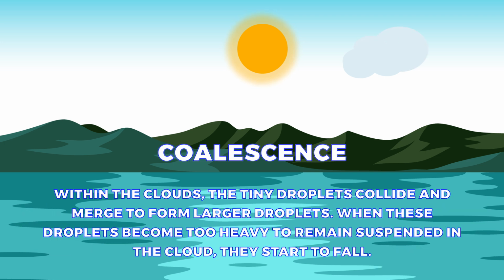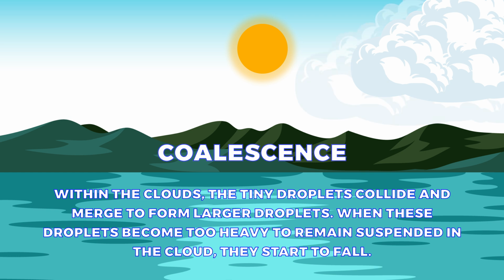Coalescence: within the clouds, the tiny droplets collide and merge to form larger droplets. When these droplets become too heavy to remain suspended in the cloud, they start to fall.